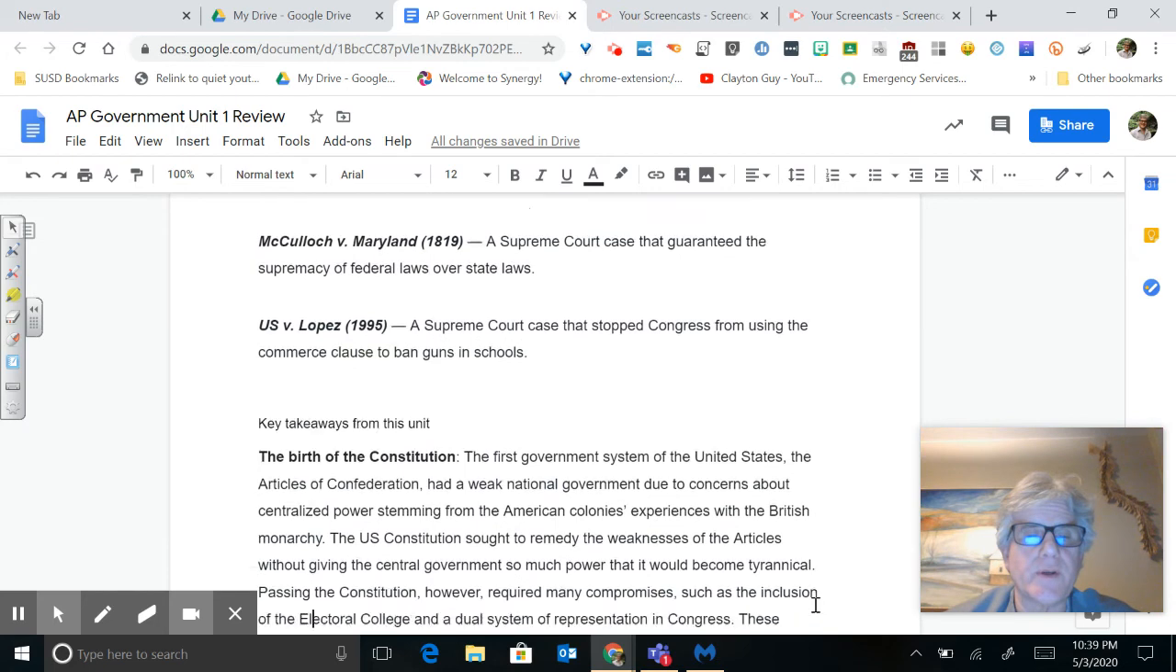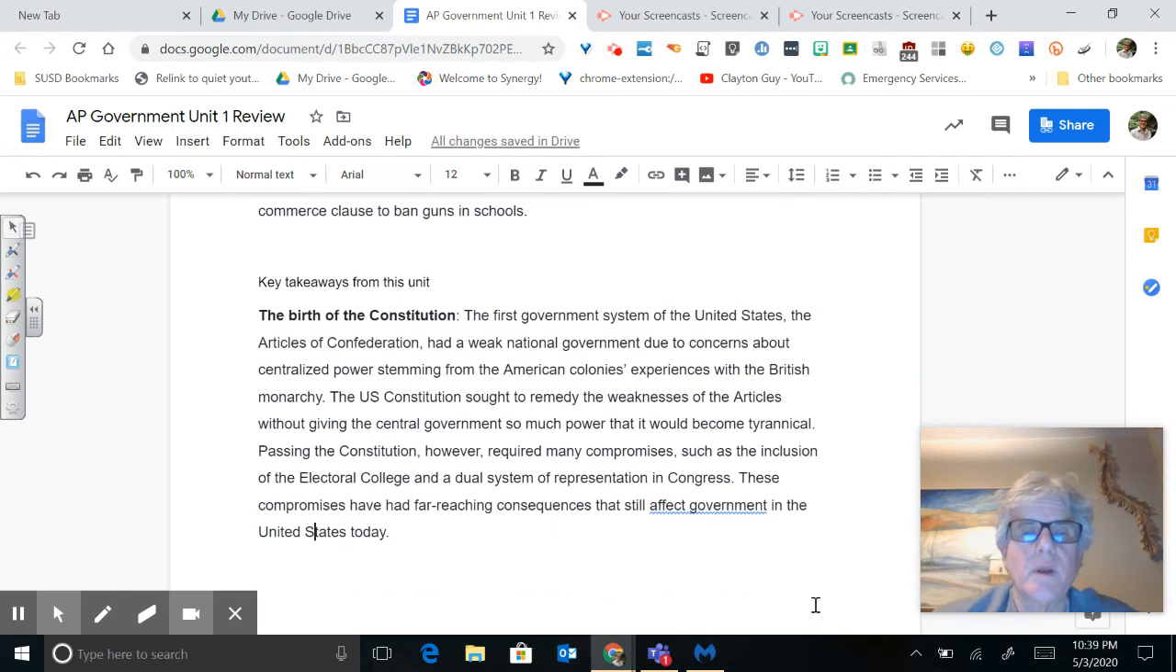Key takeaways from this unit: the birth of the Constitution, the first government system of the U.S. The Articles of Confederation had a weak national government due to concerns about centralized power stemming from the American colonies' experiences with the British monarchy.